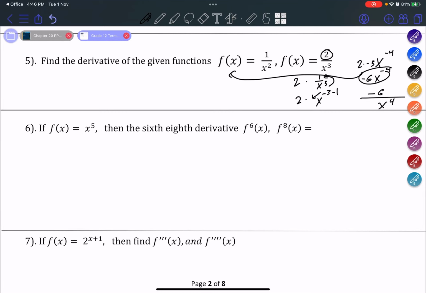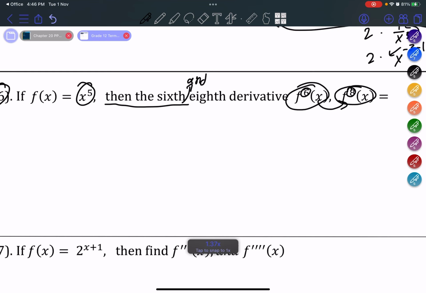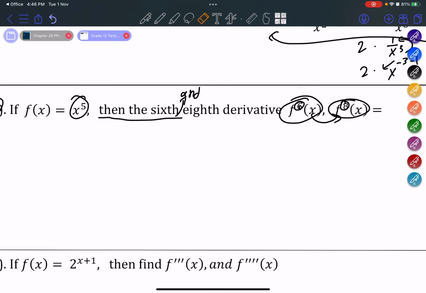Okay, let's continue. So, question number 6. If f of x equals x power 5, then find the sixth and the eighth derivative of x. Basically, we have a rule that says if the derivative order is higher than the highest degree in the equation, then the answer shall be 0.